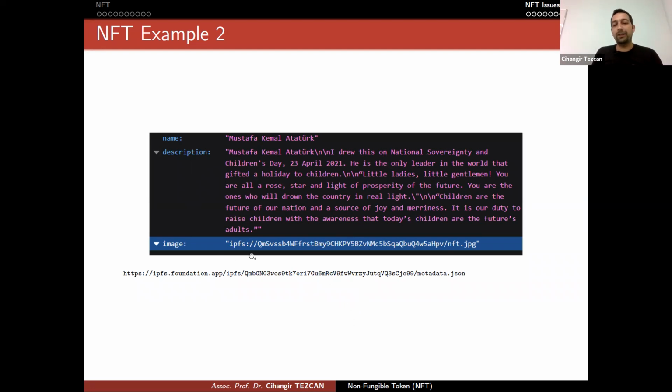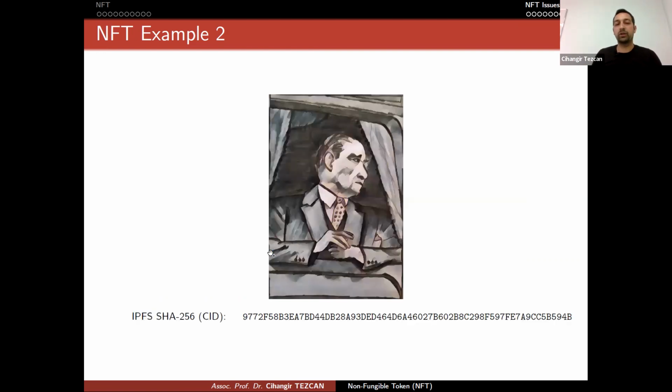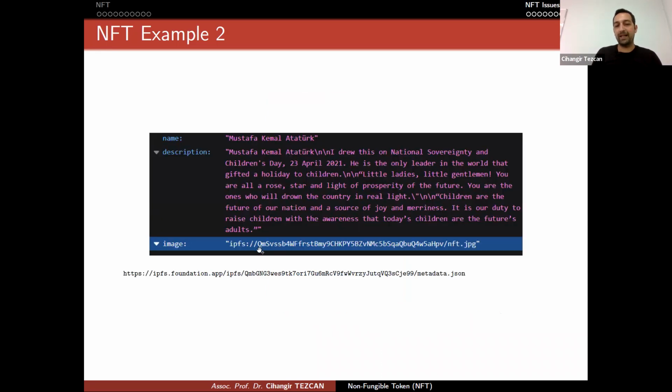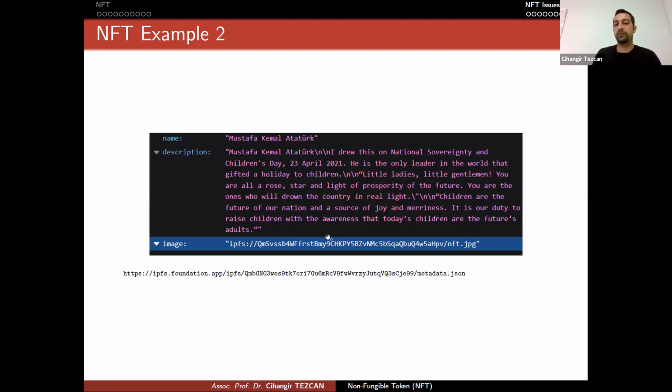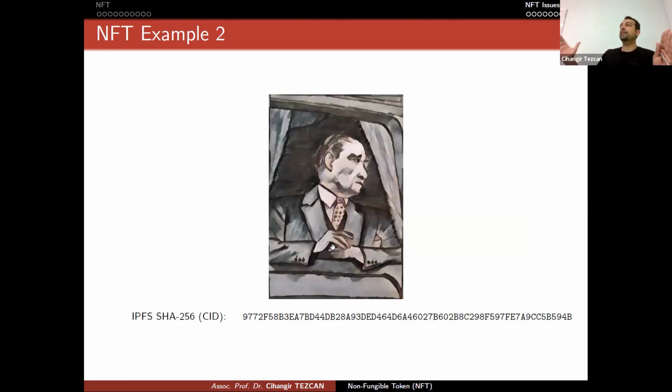Okay, so here's the image link, right? So you might wonder what this random looking stuff is. I talked to you about IPFS, and for every file, it creates a CID, right? So this is actually the CID of that image. If you look carefully, the CID inspector will provide the SHA-256 hash from here. So every IPFS address actually includes a SHA-256 hash.